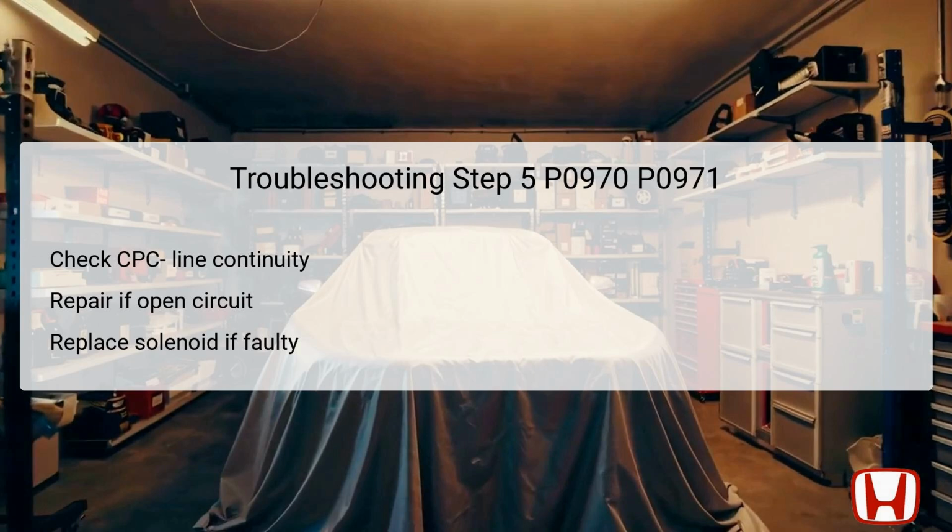Test point 1 is at the female terminal number 1 of the CVT solenoid connector, while test point 2 is connected to body ground. If continuity is established, it indicates that the CPC wire is functioning correctly. However, if continuity is absent, it may signify an open circuit in the CPC wire between the solenoid valve and ground. In this case, repair the wiring or rectify any poor ground connections. If the wiring is intact and continuity exists, the fault likely lies with the CVT clutch pressure control solenoid valve itself, necessitating replacement of the valve body assembly to resolve the issues.